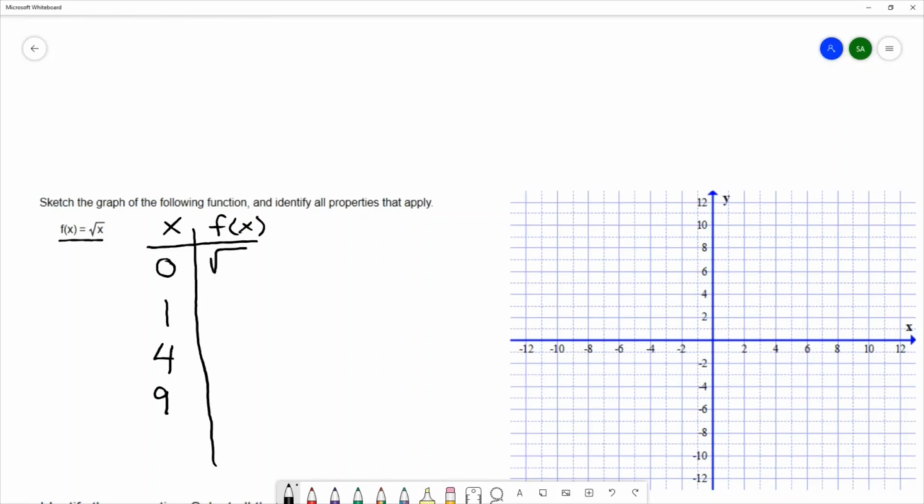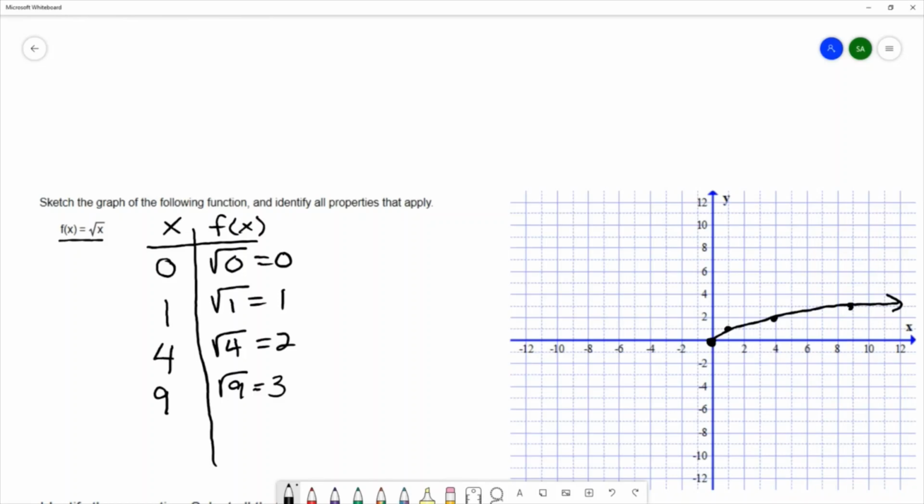The square root of 0 is 0, square root of 1 is 1, square root of 4 is 2, and square root of 9 is 3. I have some ordered pairs. I have (0, 0), (1, 1), (4, 2), and (9, 3). These points naturally connect to each other.